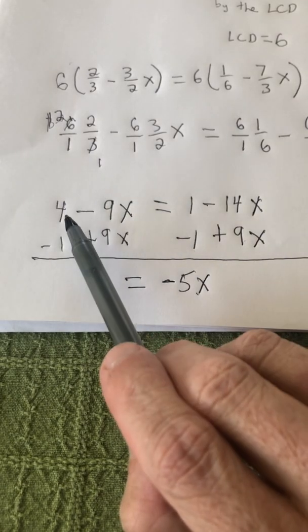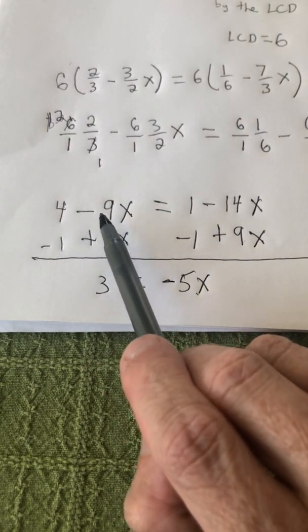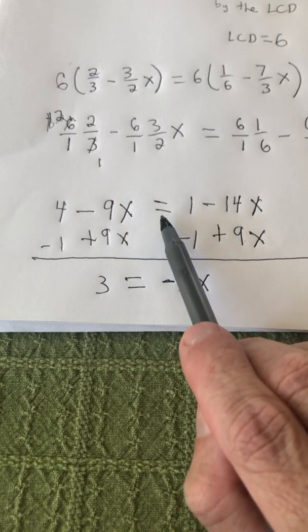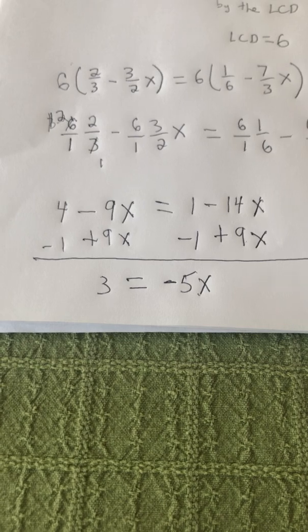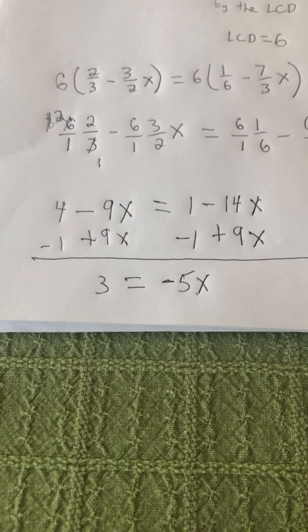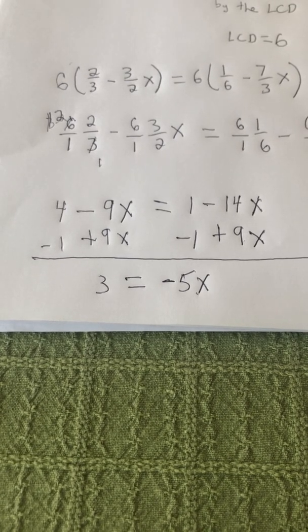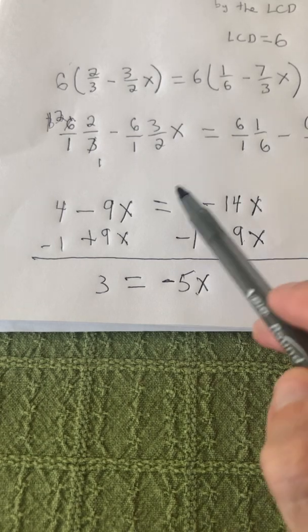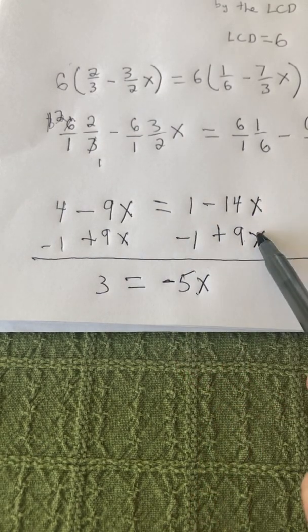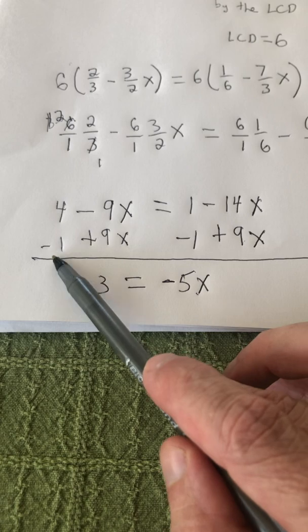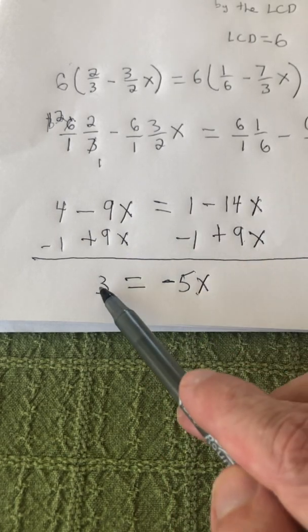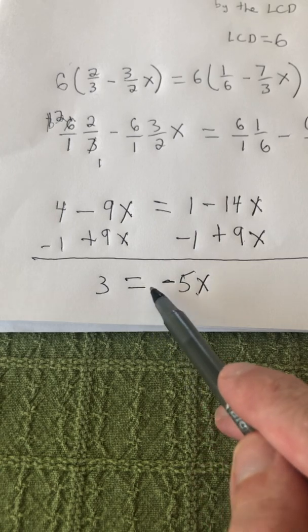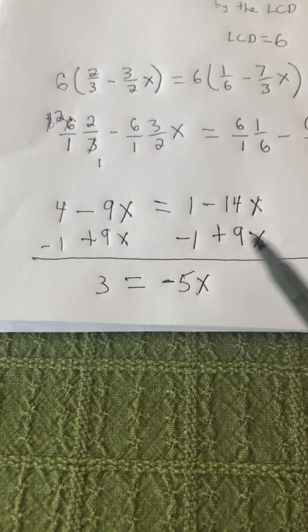We have 4 minus 9x equals 1 minus 14x. And to get all the x's on one side and all the constant terms on the other, what we are doing is we are adding 9x to both sides and subtracting 1 from both sides. So that leaves us with 3 equals negative 5x.